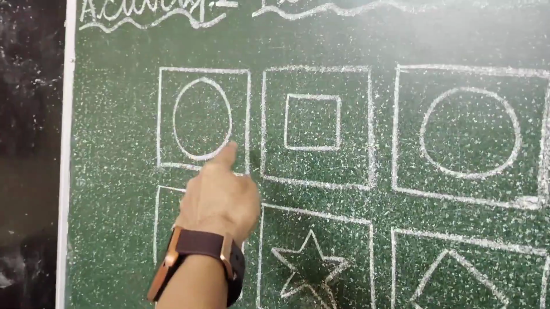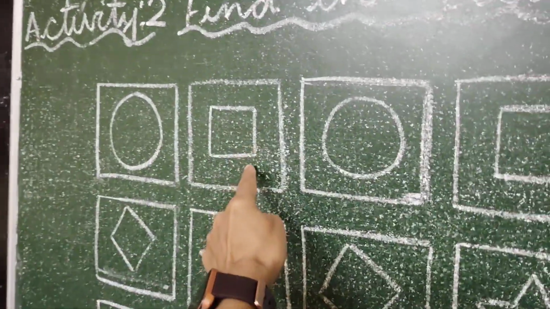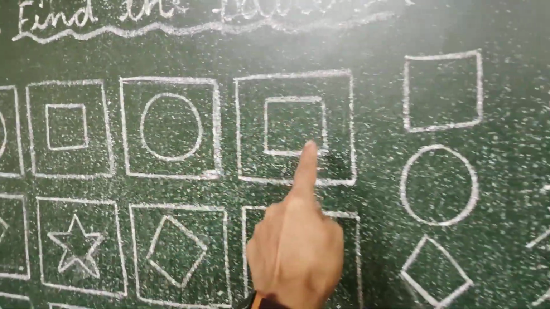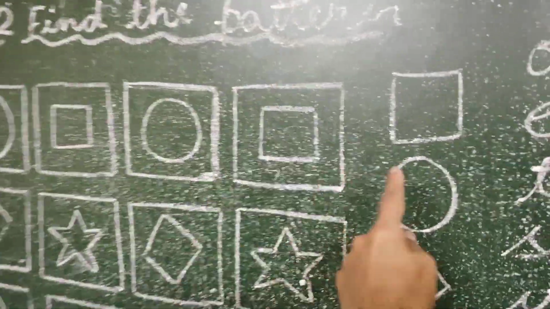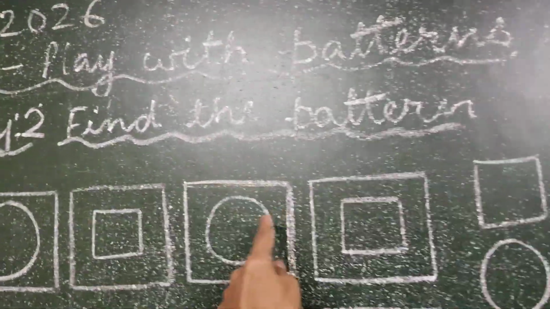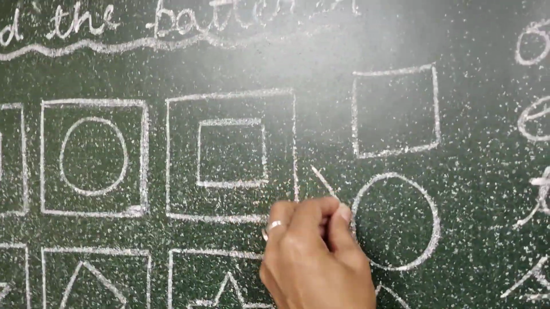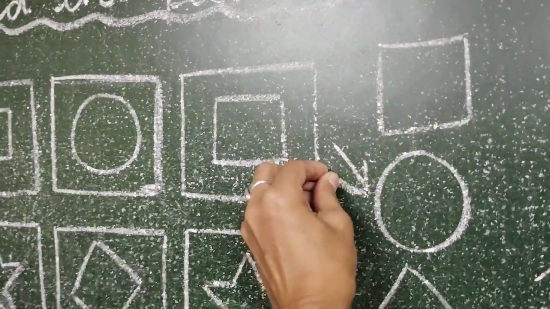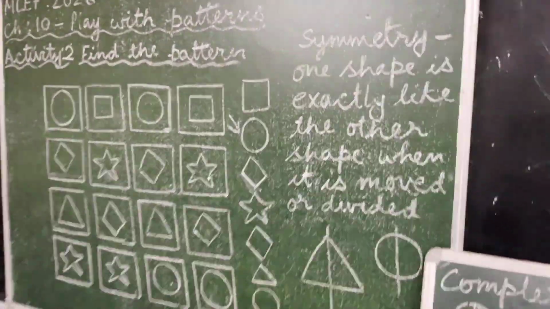Look here. Name of this? Circle, square, circle, square. Now, look here and tell me what will be next. Circle. Yes, the pattern is circle, square, circle, square, circle. Yes, you will draw like this. Okay? Is this clear? Yes. Now who will come? Yes.